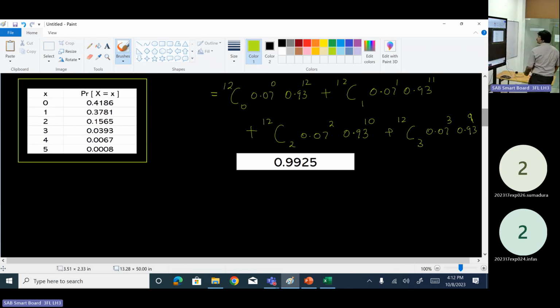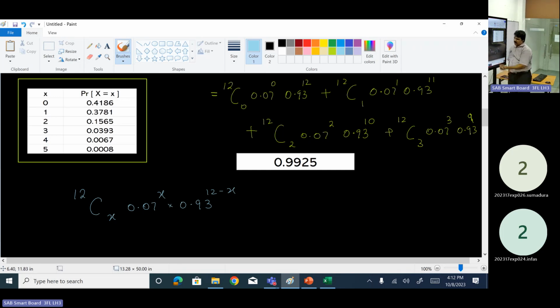In your calculator, there are shortcuts, so you can do things easily. Now, the general expression is 12Cx, 0.07 to the power of x, 0.93 to the power of 12 minus x. This is the expression you need to calculate for different x values. So you are repeatedly doing the same thing for different values of x. So you can enter this function into your calculator and calculate easily. Now in your calculator, can you identify a key called alpha here?